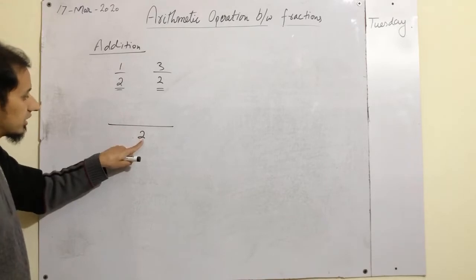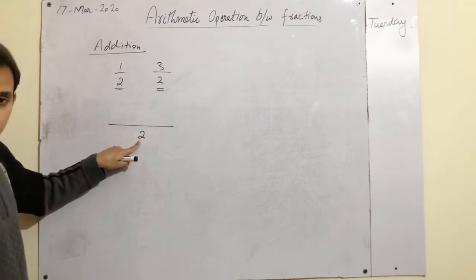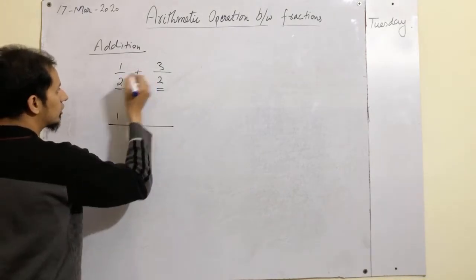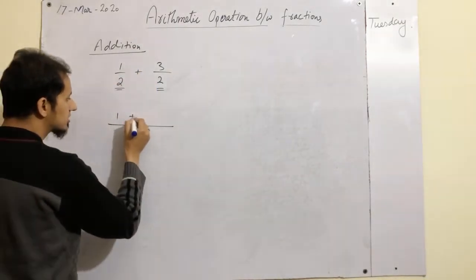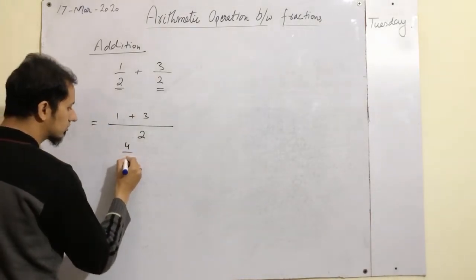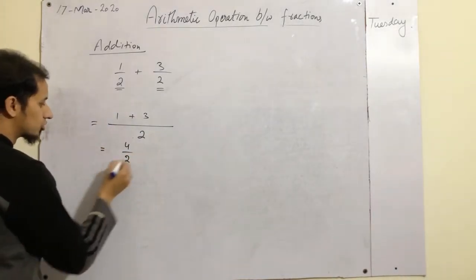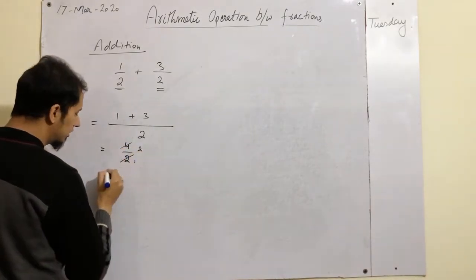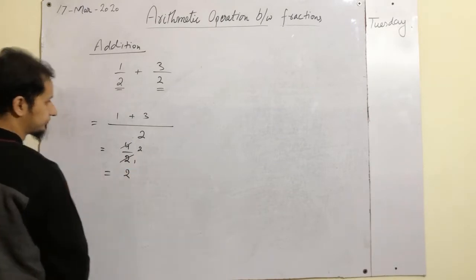So we write the 2 in the denominator only once and simply add the numerators above. If we want to add these two fractions, we get 3 plus 1, which is 4, divided by 2. For simplification, 2 ones are 2 and 2 twos are 4, and we get the answer 2.